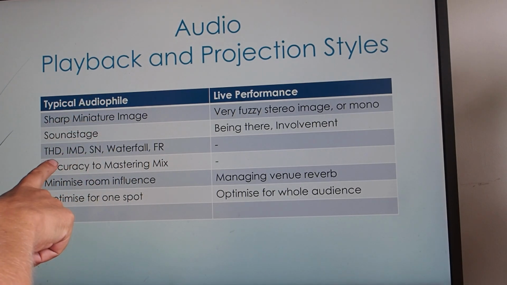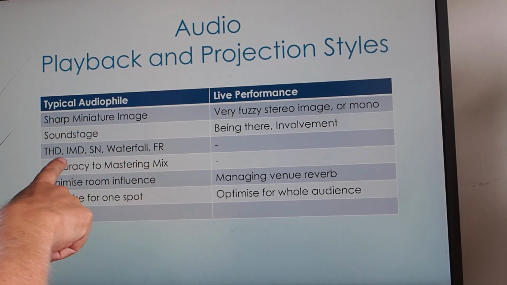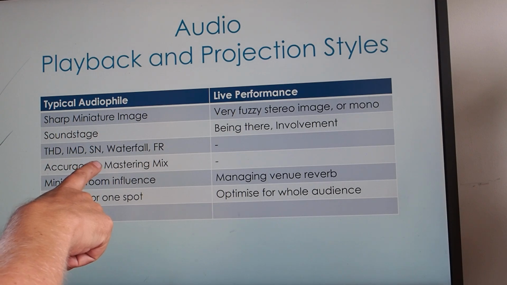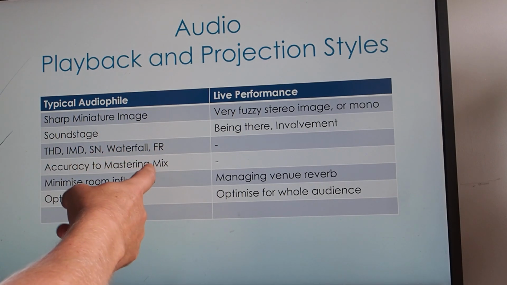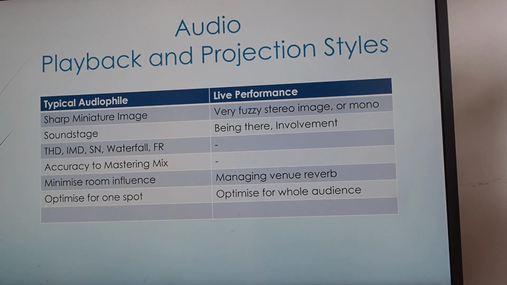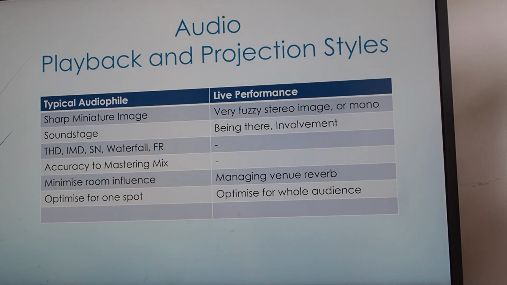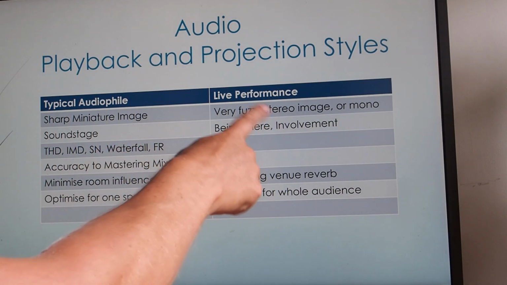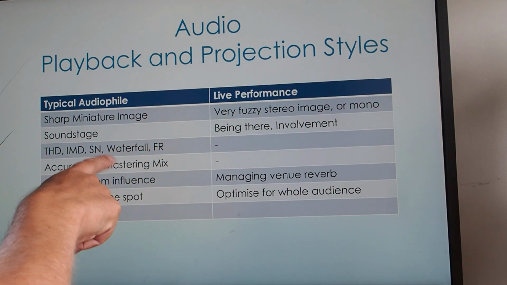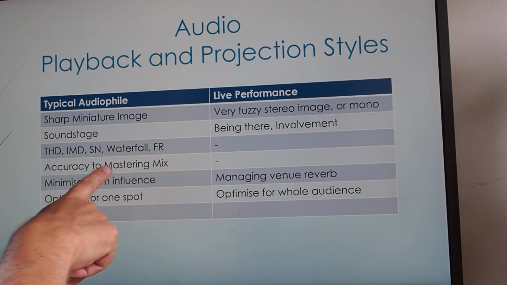The typical audiophile cares about all kinds of measurements: THD, intermodulation distortion, signal to noise, the waterfall graph, frequency response. Live performance, you don't care. You just walk around, you get different frequency response, you get different waterfall. Everything is different. Do you care? Well, if it's really bad, you care, but other than that, not. Obviously, you have some leeway, and this is not impeding the live performance unless it's really bad. That's my experience, at least.